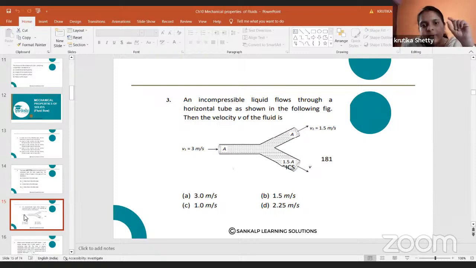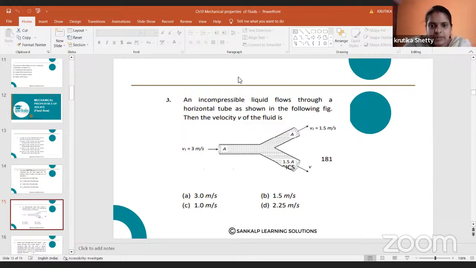In the figure they have given the data. At point A the velocity is 3 meter per second. Here, at the top, the velocity is 1.5 meter per second, and here you can see V. They are asking us to calculate the value of V.